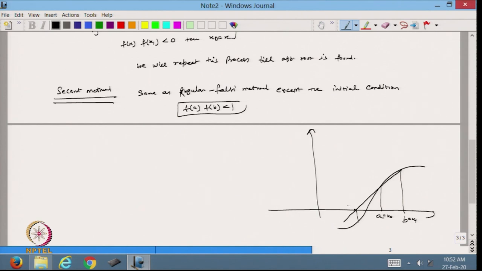That is my x2, and after this x2 I get the value of f x2. I can choose any of these values for x2. From here you can see that now my f of x2 and f of x1 have opposite sign. After that, the work will be the same as the Regula-Falsi method. Except for the initial condition, the secant method is the same as the Regula-Falsi method. There is no need to repeat this; we only have to change the initial approximation, and whatever initial point we want to take, we can choose.